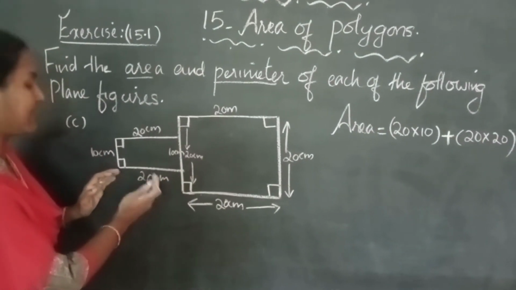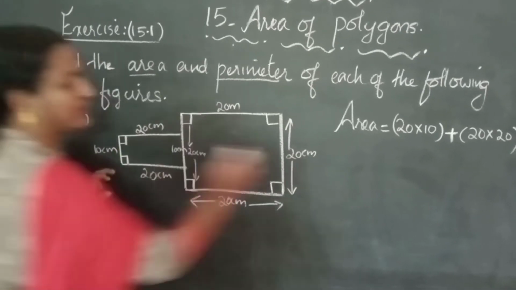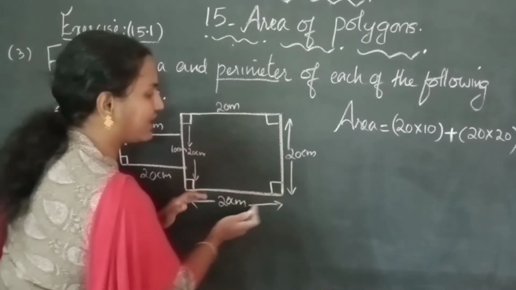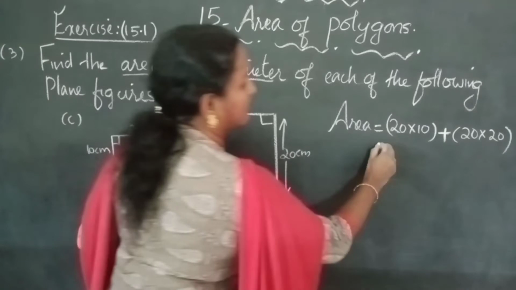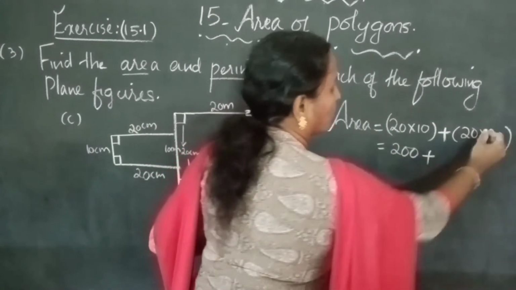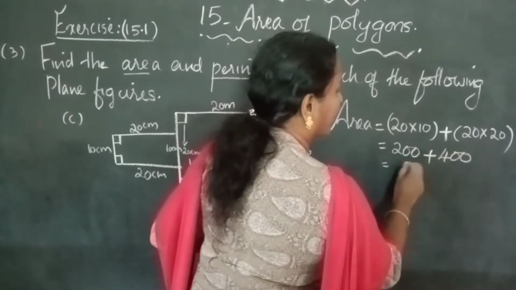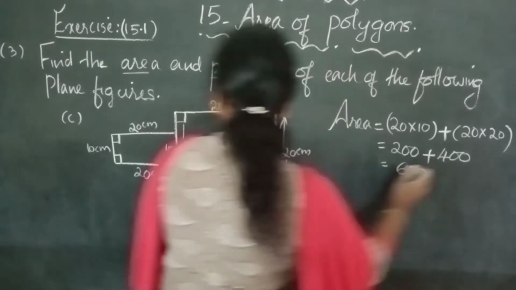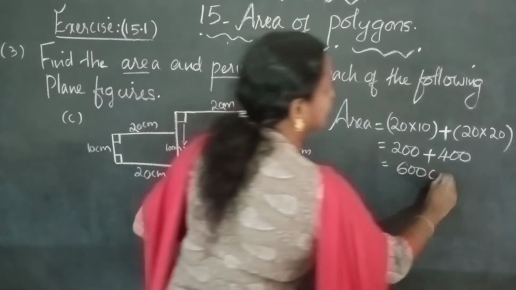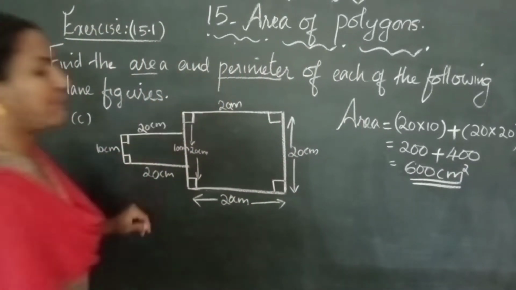It's a rectangle, so the area is length into breadth. Here the length is 20 and the breadth is 10. So 20 into 10 plus, since it's a square, the area is side into side. 20 into 10 is 200 plus 20 into 20, 400. 200 plus 400 is 600. The unit is centimeter, so 600 centimeter square.